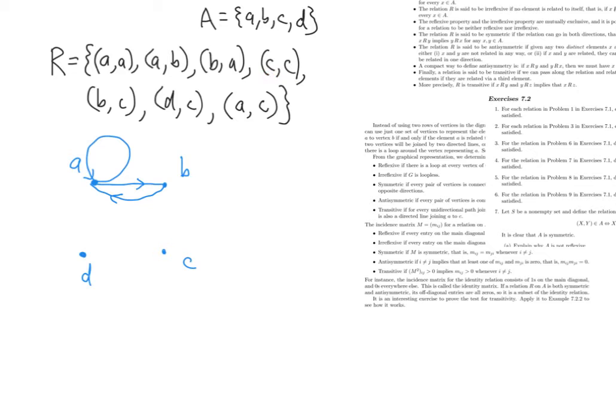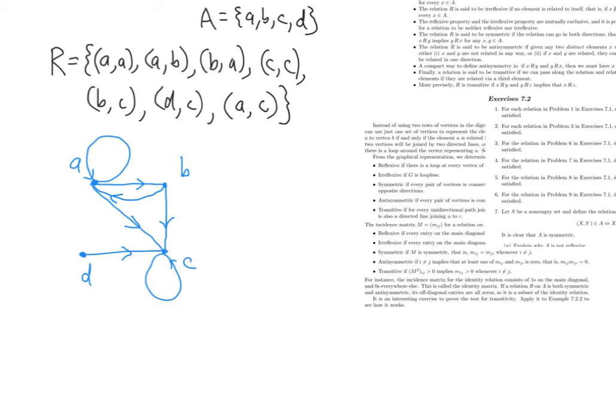I have C comma C, that's going to be a loop at C, a directed loop. B comma C would be an edge from B to C. DC is this directed edge. And finally, AC is the edge that goes from A to C in that order. Now let's think about reflexive, irreflexive, symmetric, antisymmetric, and transitive.